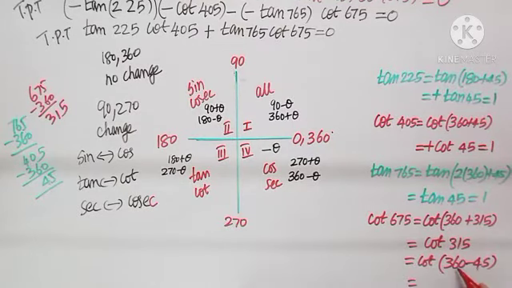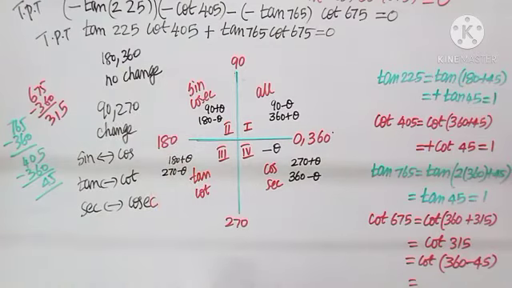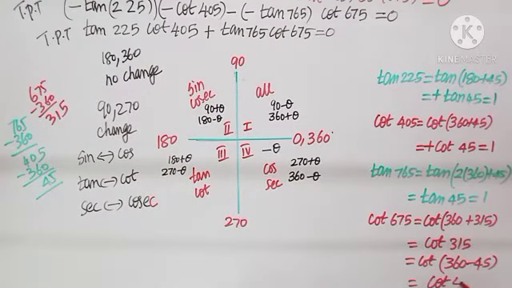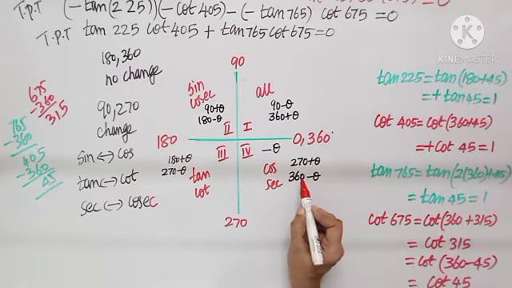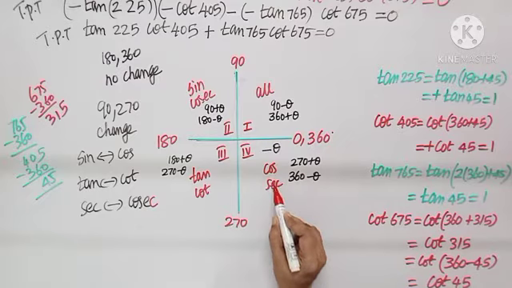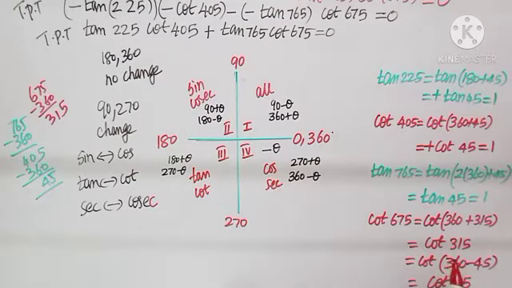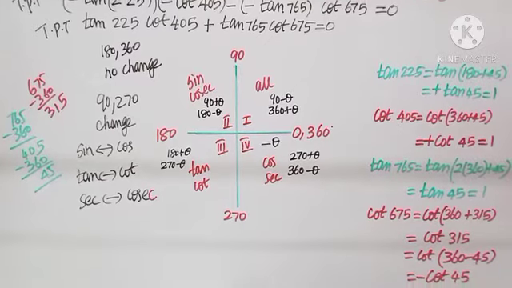Whenever 360 comes, we learnt no change. So cot 45 will come, and 360 minus is which quadrant? Fourth quadrant. In the fourth quadrant, cos and secant are positive. Cot is negative, so put the minus symbol. My answer is minus 1.